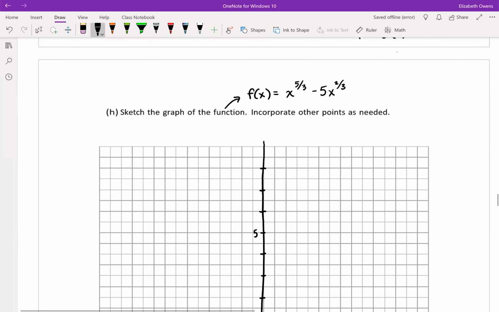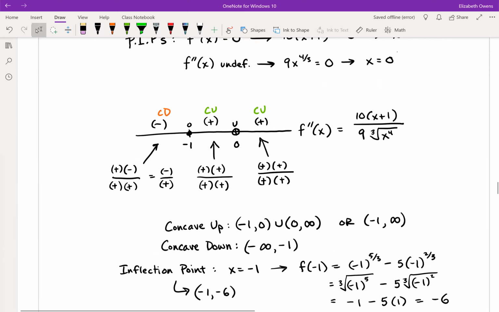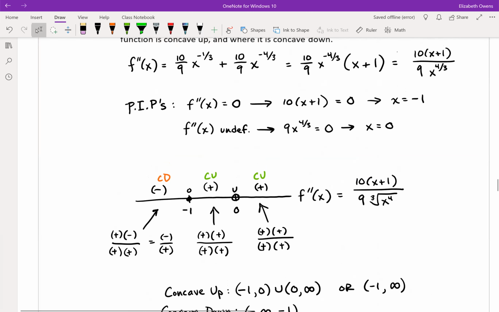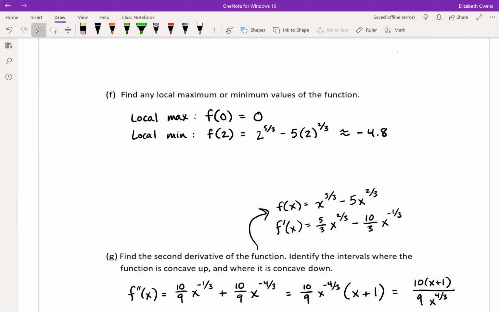Okay. Let's see what else we had here. So we've got our second derivative number line. We've got our inflection point. We noted on that number line where it was concave up, concave down. Oh, we haven't put these guys on here yet. So these also give us good solid points for the graph, local max and local min values.